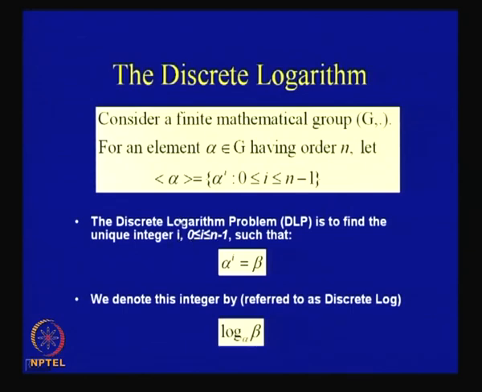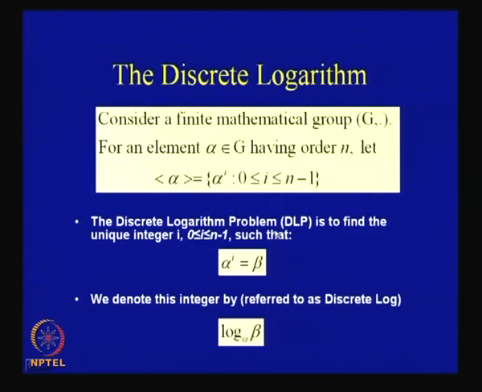Just as a reminder, as we studied in the last class, in the discrete logarithm problem we essentially have a finite group G, and for an element alpha which belongs to G and which has an order of n, we can define a group by raising alpha to its various powers. Computing alpha power i, where i ranges from 0 to n minus 1, we can obtain all the elements of the group.